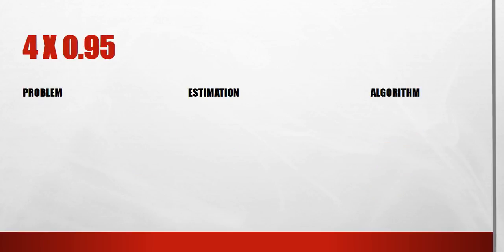Okay, my next problem, I have 4 times 95 hundredths. Now I'm multiplying 4 times a number less than 1. I know that 4 times 1 is going to give me 4, so my answer is going to be less than 4. I'm going to do my estimations. 4 does equal 4, and 95 hundredths equals about 1. 4 times 1 equals 4, so my answer is going to be about 4, which would make sense because I said it's going to be less than 4.